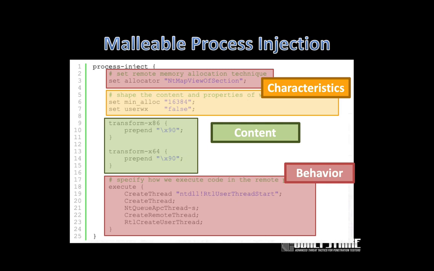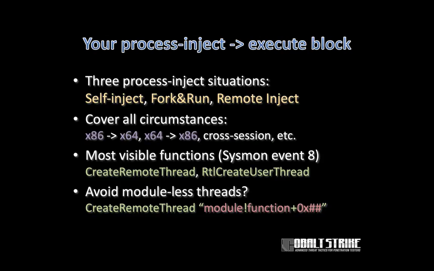And the way execute works is you specify what you want Beacon to try. And when Beacon has to do process injection, it will evaluate each option to see if it is plausible for the current context. And if it is, Beacon will try it. And if the option succeeds, it's done. And if it does not, Beacon goes on to the next option. Let's talk about that process inject execute block.